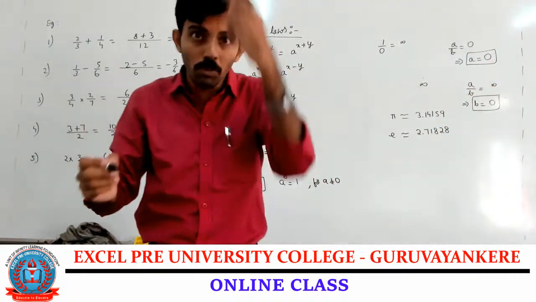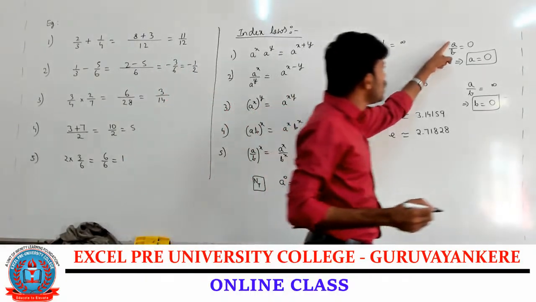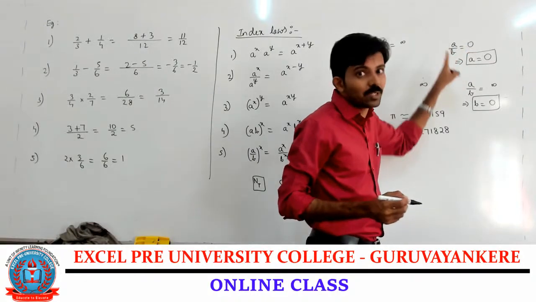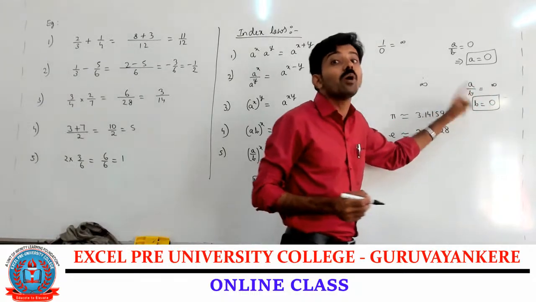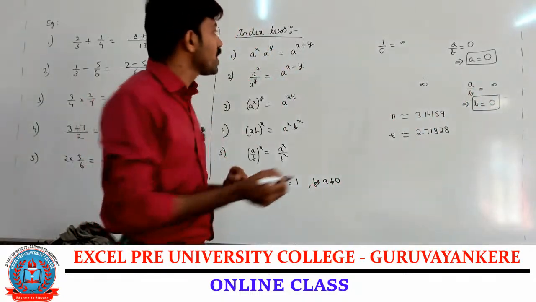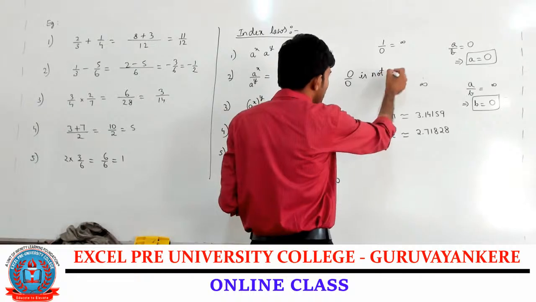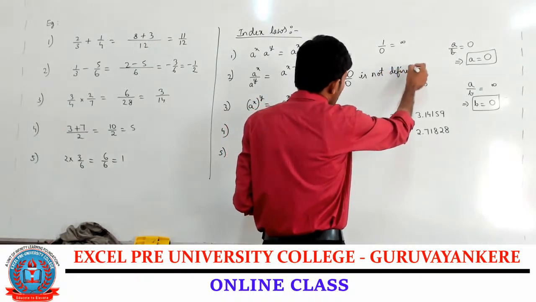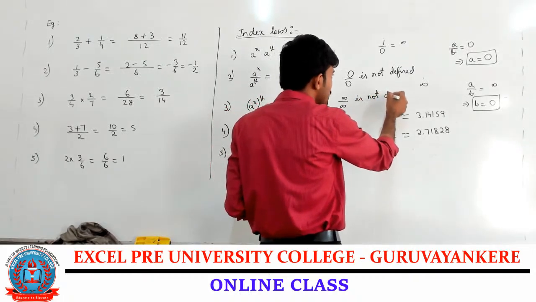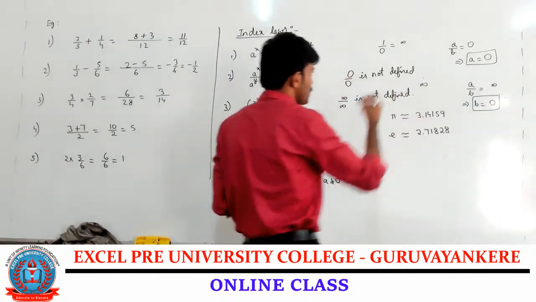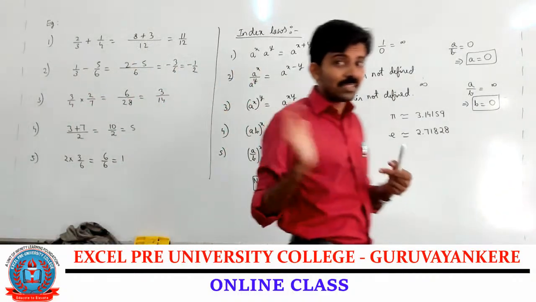Numerator by denominator is 0 when the numerator is 0, provided the denominator is not equal to 0. Numerator by denominator becomes infinity when the denominator is 0. And 0 by 0 is not defined. It's an indeterminate form. 0 by 0, infinity by infinity, all these things are not defined. These are all basic things you may require in the middle of a problem. Please learn this.